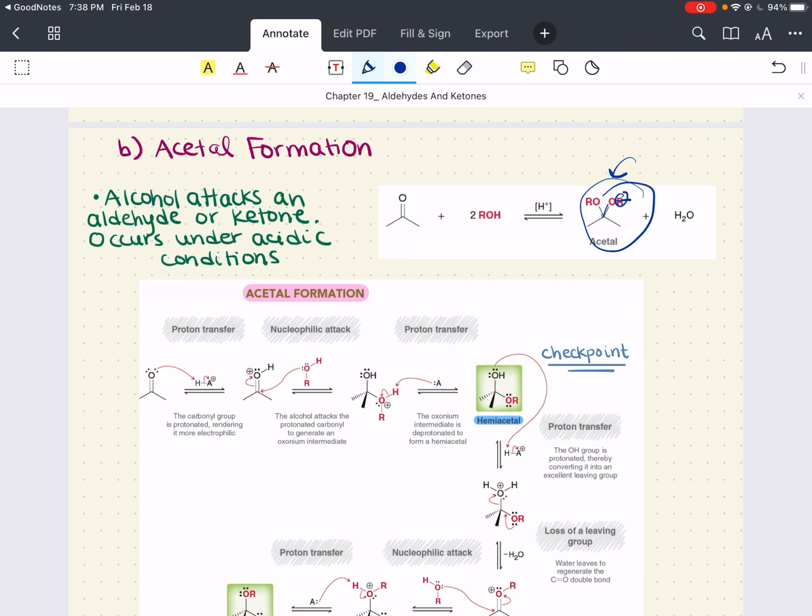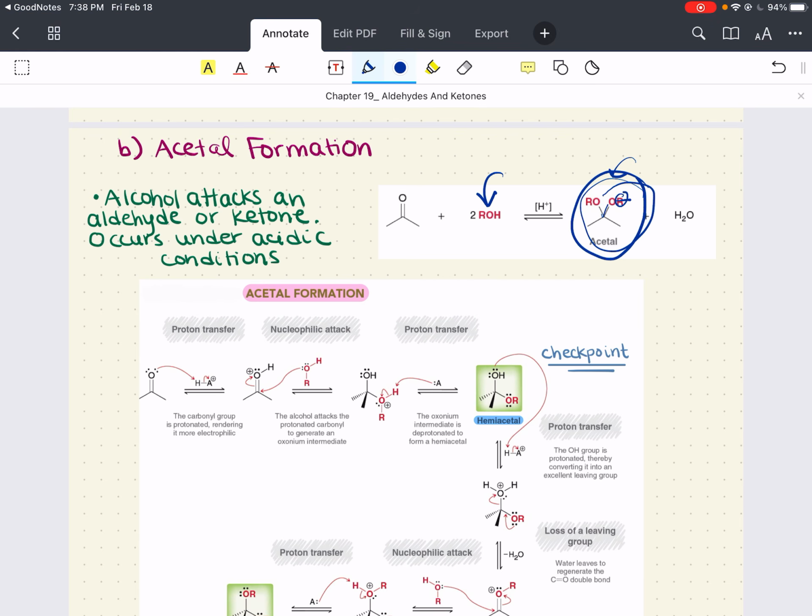So again, in acidic conditions, our aldehyde or ketone is going to react with two molecules of alcohol to form an acetal right here. It works with an acid catalyst because this is what's needed to protonate the carbonyl group first, and then that renders the carbon atom, guess what, more electrophilic for the following nucleophilic attack.